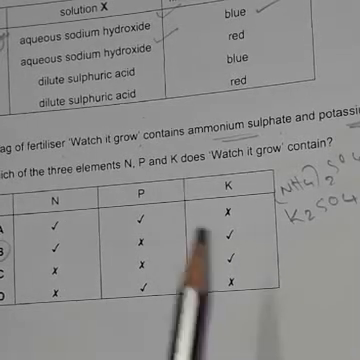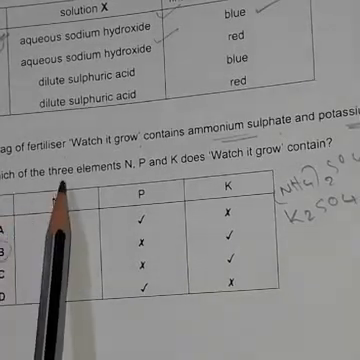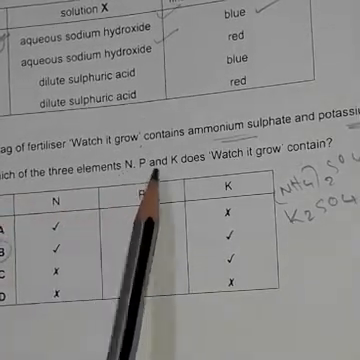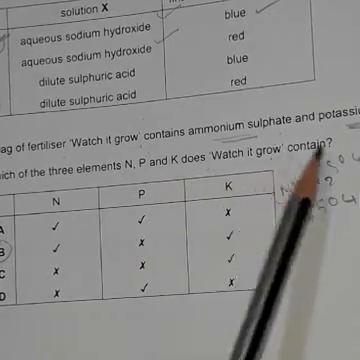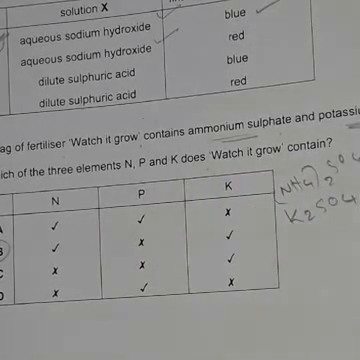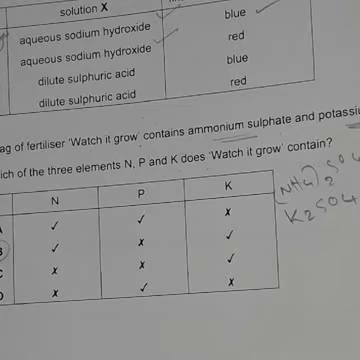So the question is, which of the three elements NPK does Watch It Grow contain? Watch It Grow is the name of the fertilizer bag. You know the three important elements for a fertilizer are NPK. A good fertilizer must contain nitrogen, phosphorus and potassium. Out of NPK, which elements does this fertilizer contain?